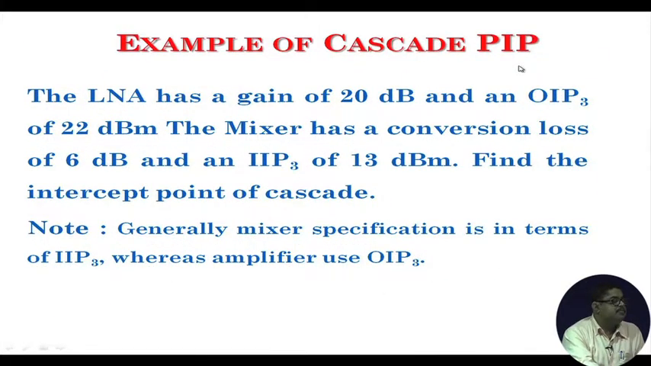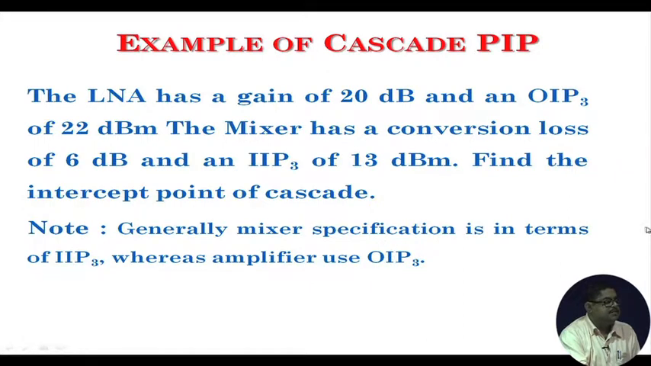Example of a cascade PIP: the LNA has a gain of 20 dB, let us say, and OIP3, the output intercept point, of 22 dBm. The mixer, which is generally the next block after the LNA, has a conversion loss of 6 dB. You know, a mixer always has a conversion loss because it is a nonlinear system, because it is changing the frequency, it is converting, and in that it always suffers a loss. Let us say that loss is 6 dB and an IIP3 of 13 dBm. Find the intercept point of the cascade.